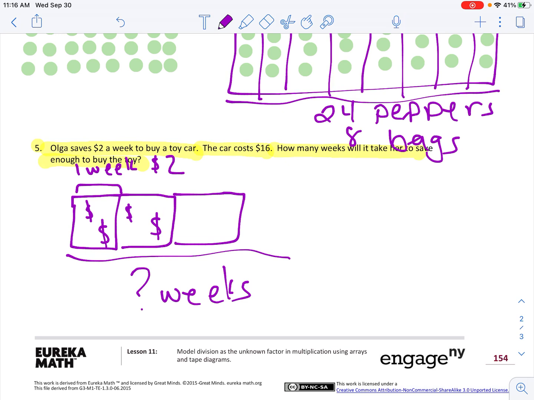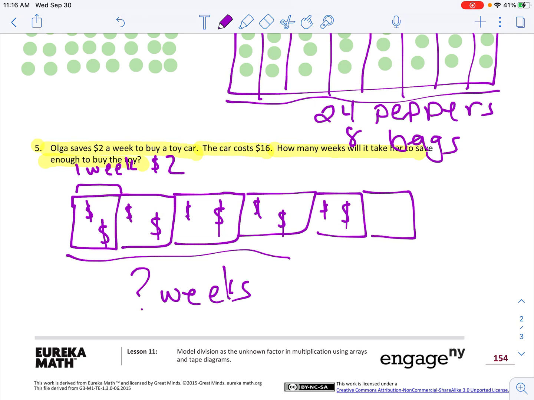She still needs more. $2 more, now she's at $6. $2 more, now she's at $8. $2 more, now she's at $10, and she's worked for 5 weeks. Another week goes by, she saves 2 more, we're at $12. Another week goes by, she saves 2 more, we're at $14. And another week goes by, she saves 2 more dollars, she's at $16. How many weeks did it take her? Well, it looks like it took her 1, 2, 3, 4, 5, 6, 7, 8 weeks.